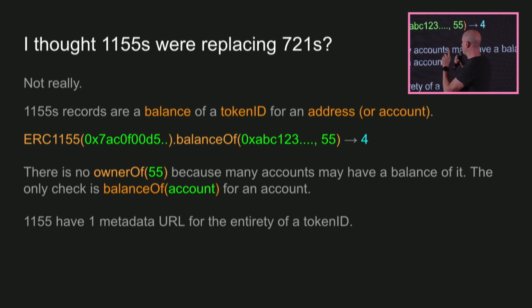One of the biggest things is that 1155s have a single metadata URL for the entirety of a token ID. Okay, so if ABC123 has 5 and DEF555 has 20, they have the same metadata. That first user's 5 can't be different than the other user's 20.